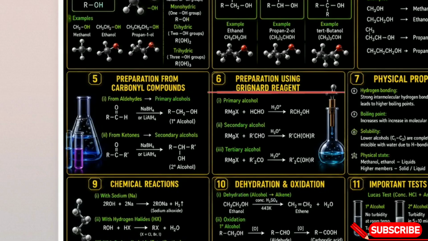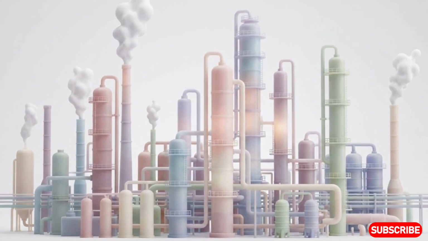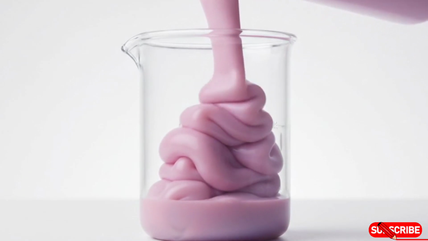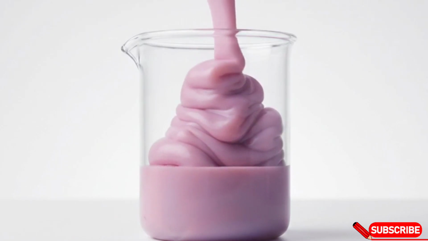Panel 6 highlights an even more precise method. By using organomagnesium compounds known as Grignard reagents, chemists can custom build primary, secondary, and tertiary alcohols depending entirely on which starting material they choose to react it with. By mastering these distinct input reactions, chemists can engineer the exact 3D alcohol architecture required for a specific application. Once synthesized, that hydroxyl group starts exerting immense control over how the molecule behaves physically in the real world.